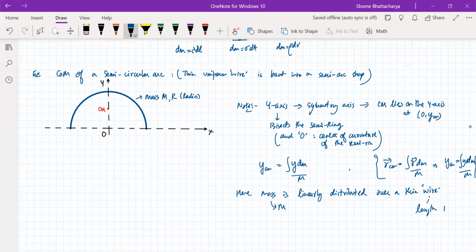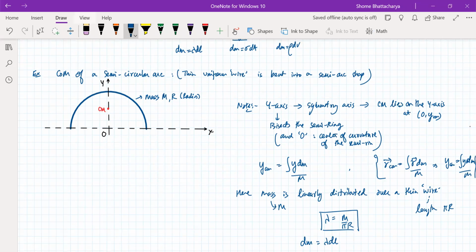So what will be the length of the wire? It will be pi r, because it's in the shape of a semi-ring. So the lambda of the wire will be how much? It will be total mass divided by total length, m upon pi r. So our dm should be lambda dl. Now the thing is how we select the dl.